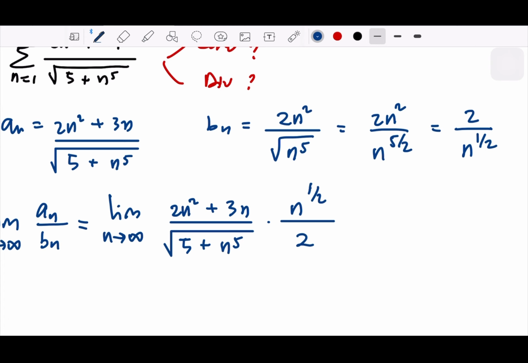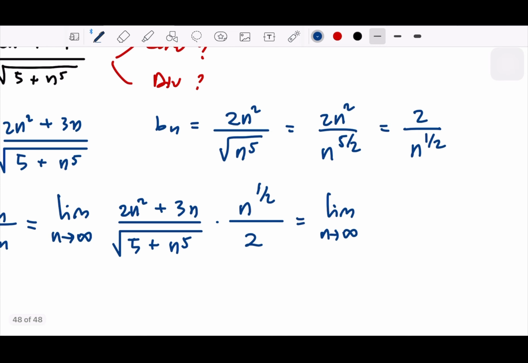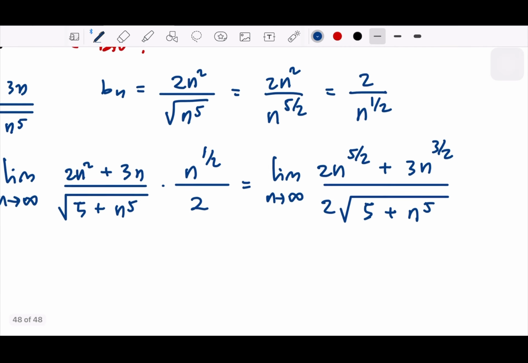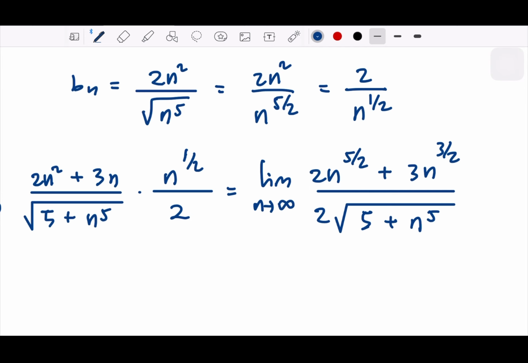So we can multiply. This is 5/2 plus 3n, 1 plus 1/2 is 3/2. This will be 2, 5 plus n to the power of 5. The highest degree will be the 5/2, so less than the 5, with all n to the power of 5/2. This is also the same, 5/2.